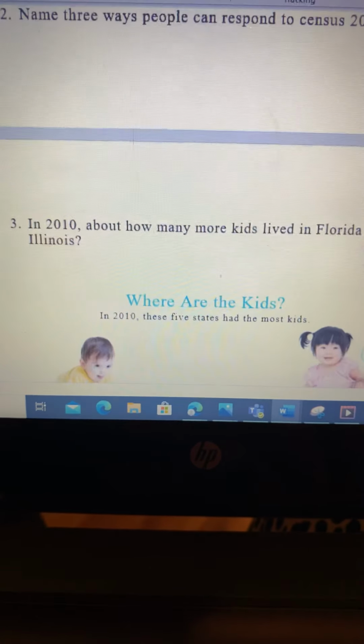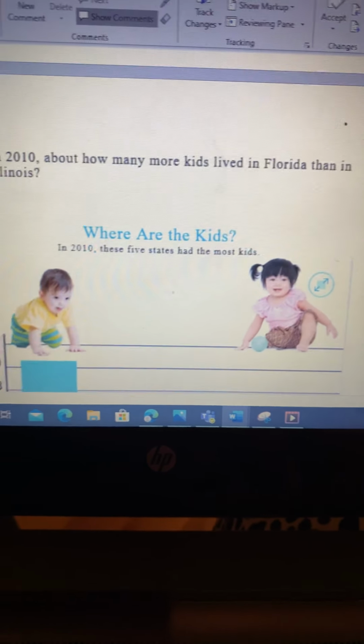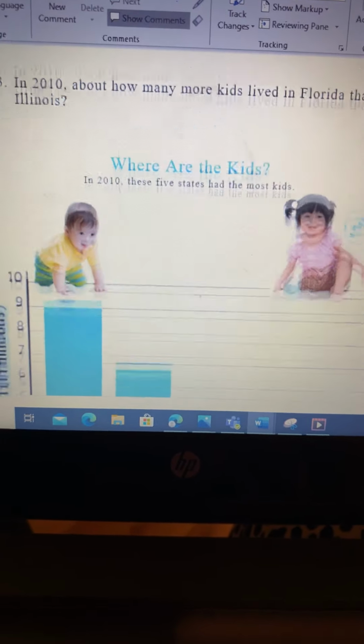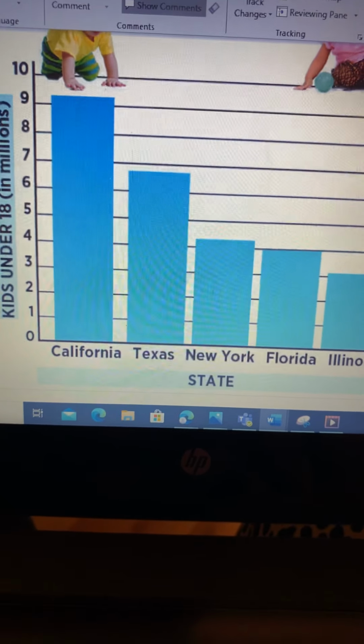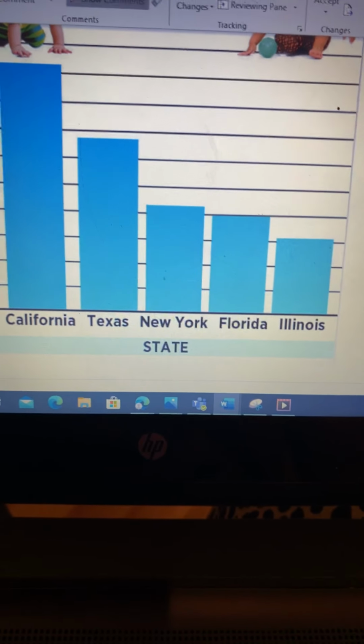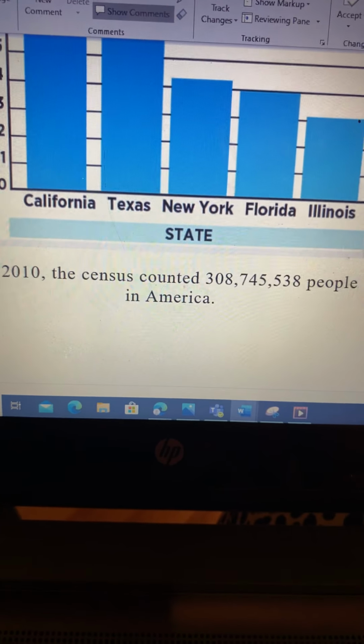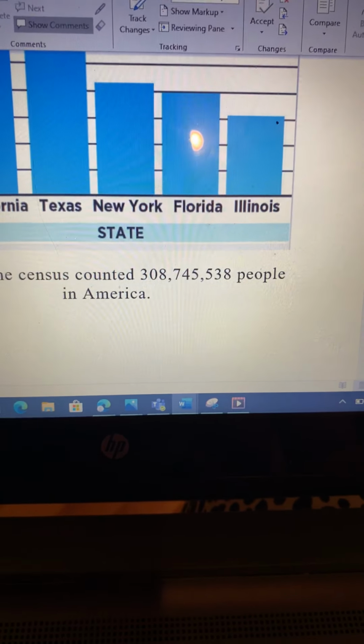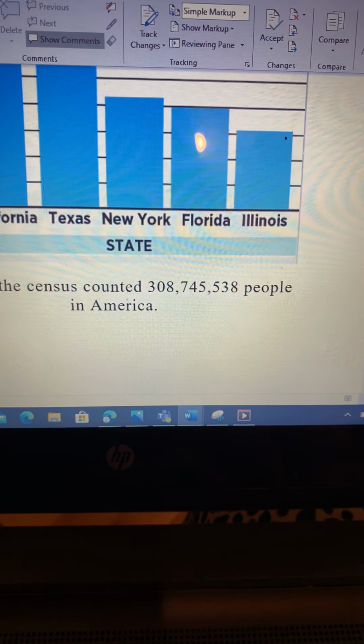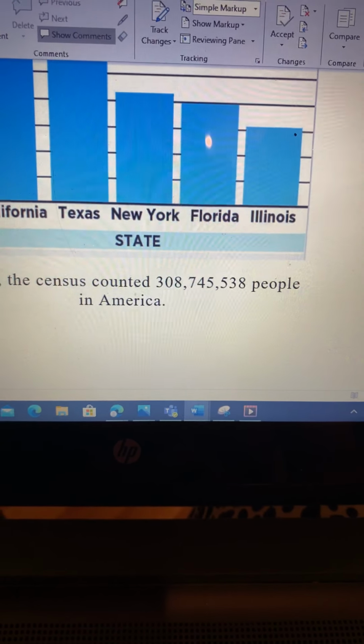In 2010, about how many more kids lived in Florida than in Illinois? Okay, and here's your graph, your bar graph. You got to look for Florida, and you have to look for Illinois. In 2010, the census counted 308,745,538 people in America.